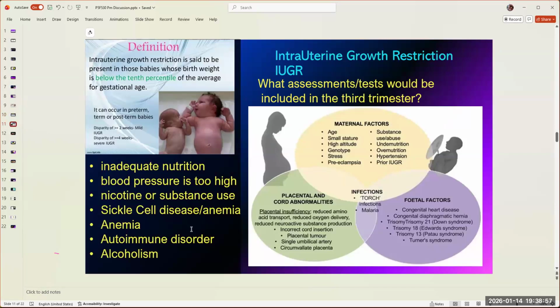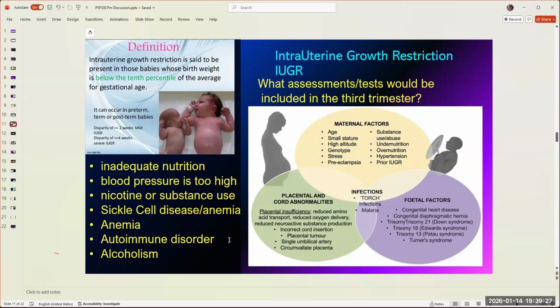So we talk about growth restriction. In other words, the baby being inhibited in growth. Baby cannot grow as well from a certain factor. Intrauterine, inside the uterus, fetal growth restriction. So there's lots of causes. Poor nutrition, like I was saying about smoking. Blood pressure is too high.